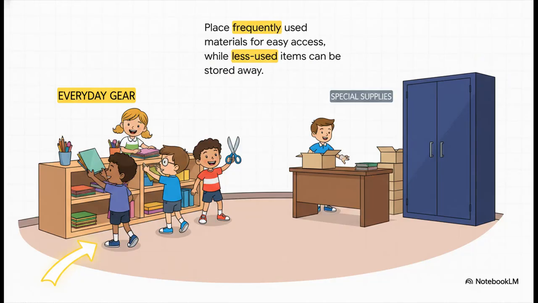And the rule of thumb here is just so simple, but it makes a huge difference. Organize things by how often they're used. The stuff students need all the time, pencils, scrap paper, the sharpener, that should be super easy for them to grab on their own. Things you use less often can be stored away. It just makes the whole classroom run so much smoother.